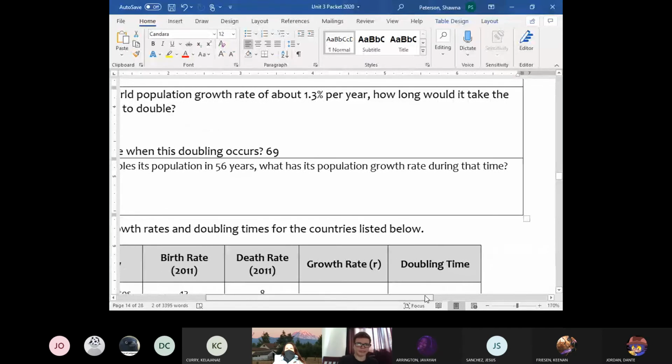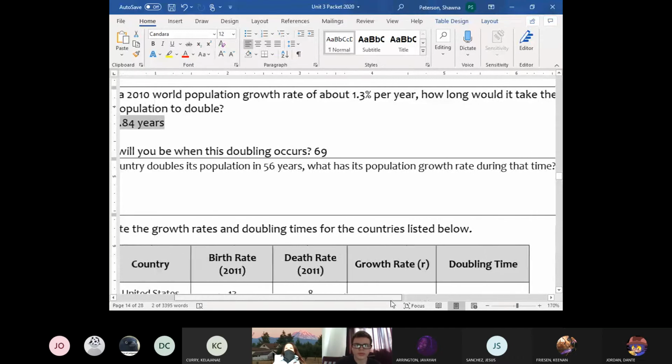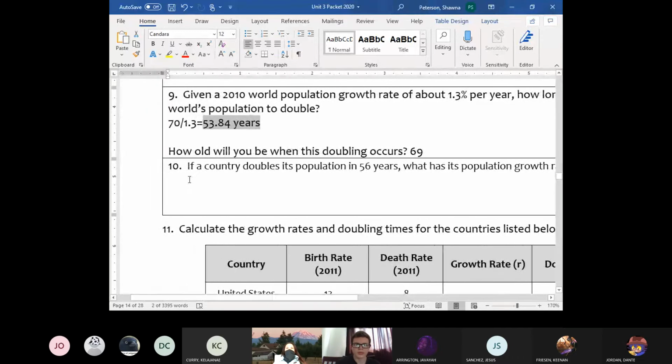If a country doubles its population in 56 years, what is its population growth rate during that time?